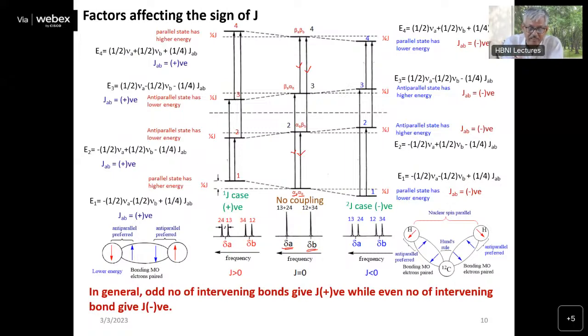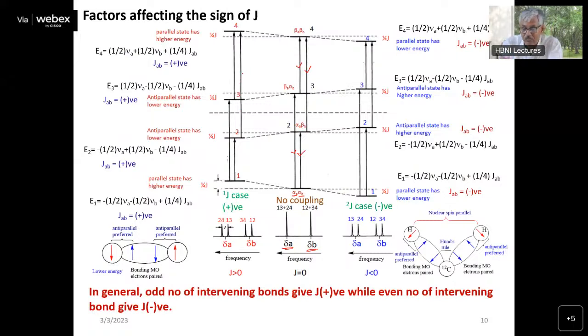One interaction is what I told you, that the anti-parallel state has lower energy. When they are connected through one bond, we have seen that this is lowering the energy, and the parallel states have higher energy. So in this case J is positive, and you see now that delta B is coming from lines 1, 2 and 3, 4. Delta A is coming from lines 1, 3 and lines 2, 4.